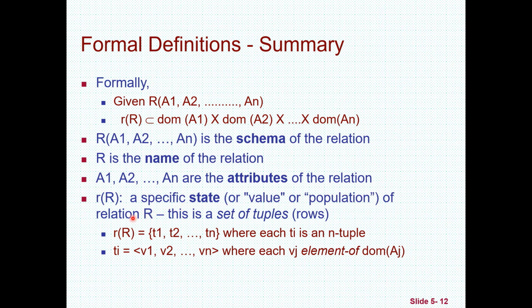This is a set of tuples. So r of R equals tuple 1, tuple 2, up to tuple m, where Ti is an n-tuple, and Ti is value 1, value 2, ..., value n, where each Vj is an element of domain Aj. So in tuple i, value 1 is from domain A, value 2 from domain B, value n from domain n, and so on.